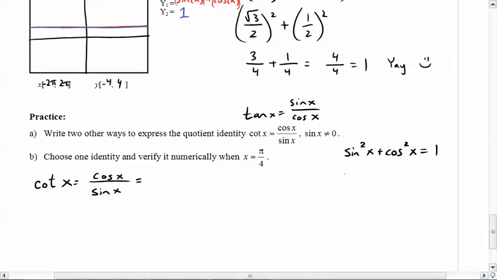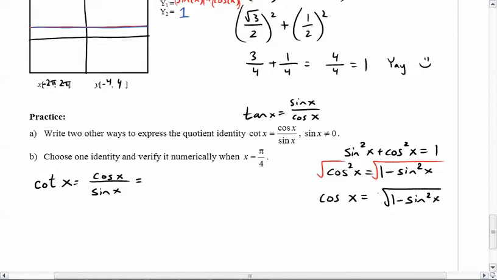So if I want to have only sines, then I would try to solve this for cosine squared x by moving the sine squared x to the other side of the equation. Then to get cosine x by itself, I could just square root both sides. So cosine x is equal to the square root of 1 minus sine squared x. Technically, I should put positive negative here for every time I take the square root. So now if I want to, I can replace that expression instead of cosine x in my formula. And now I have a way of writing cotangent x that only uses sines.